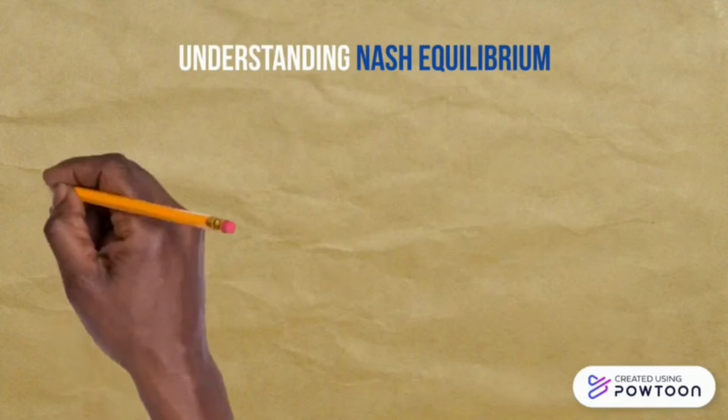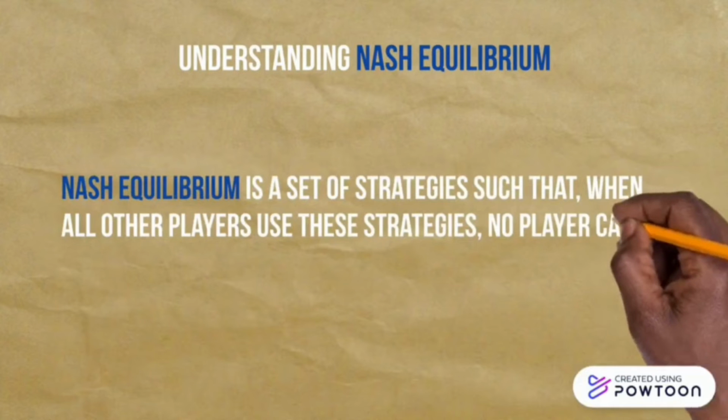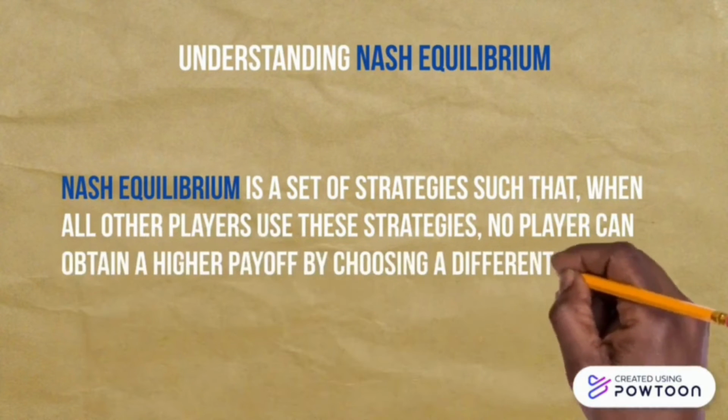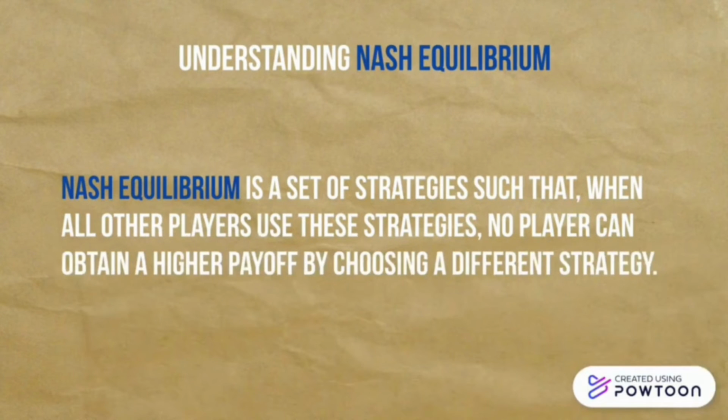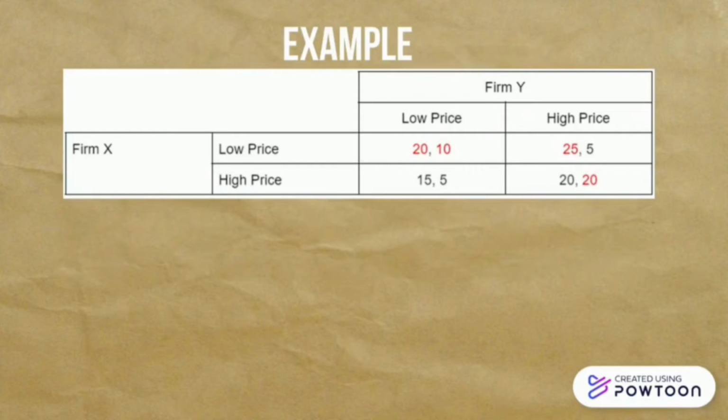Alright, now we continue with Nash Equilibrium. Nash Equilibrium is a set of strategies such that when all other players use these strategies, no player can obtain a higher payoff by choosing a different strategy. Now we look at the example from the Payoff Matrix just now.